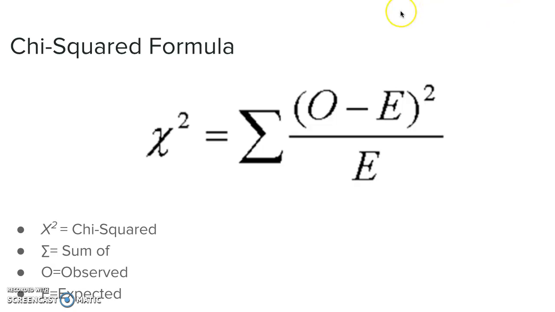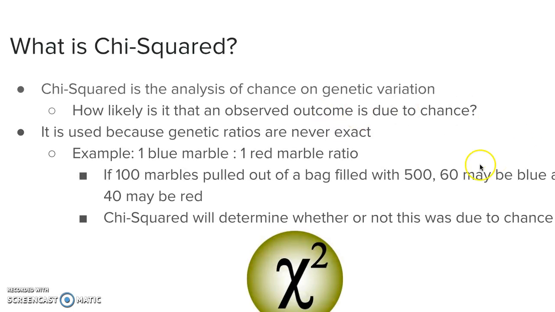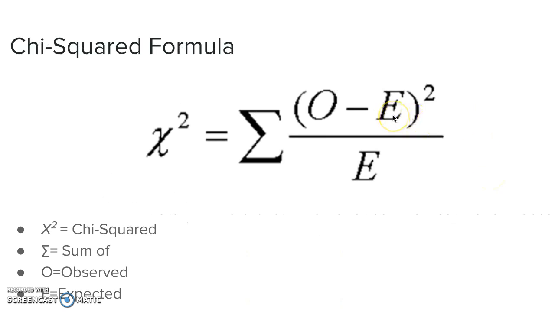So for the formula, you need to know a few symbols. Right here, x squared is what chi-square is. This means the sum of, and then this is the value. The O stands for observed, and the E stands for expected. So the observed values would be like the 40 and the 60 marbles we saw in the previous example, and the E would be expected. So we'd expect there to be 50 blue marbles and 50 red marbles, but it's not always like that.